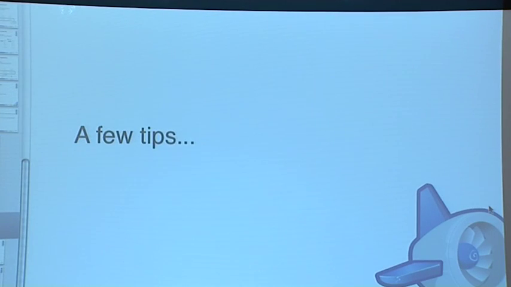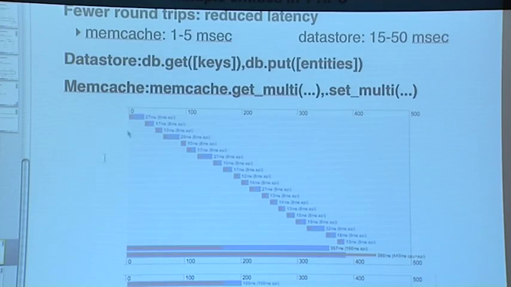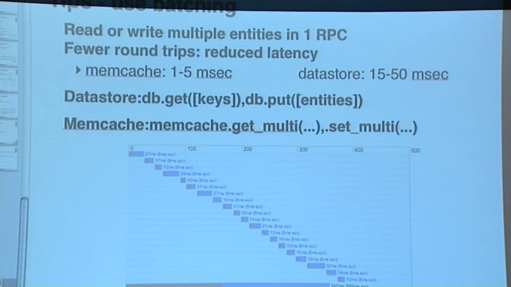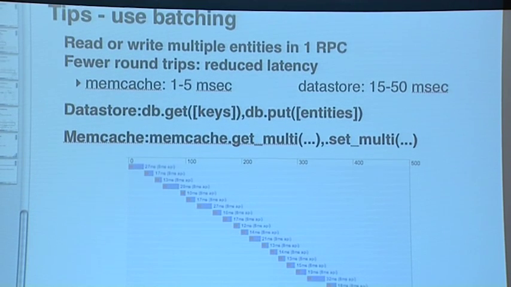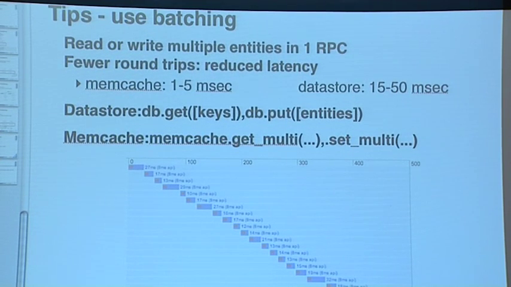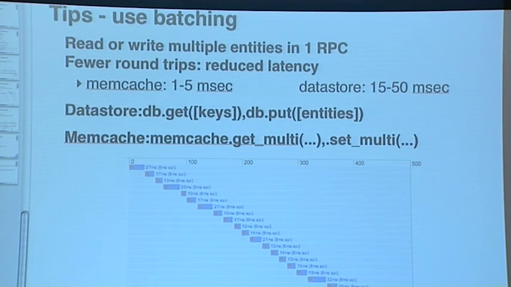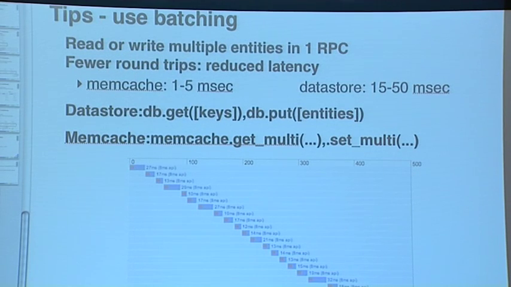So let's talk about some tips now, some tricks that people who use the data store may or may not know. One of the biggest tips is to use batching. What batching means is that let's say you want to pull 100 items out of the data store. Some people just iterate in a loop. Give me this one, give me that one, give me this one, give me that one. And it's just a lot of different round trips.